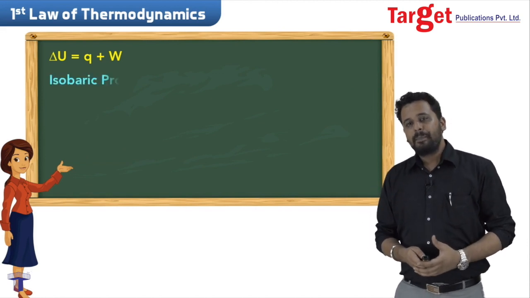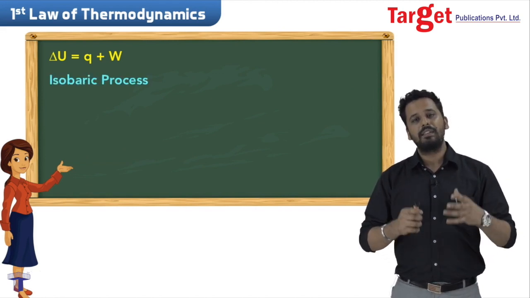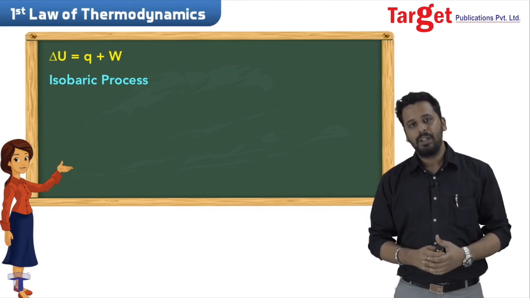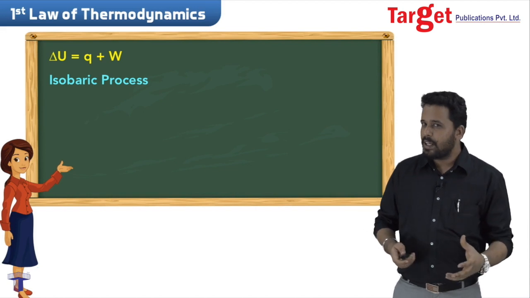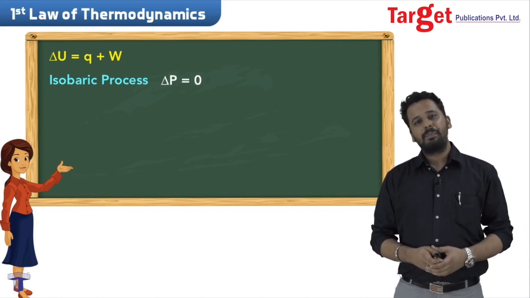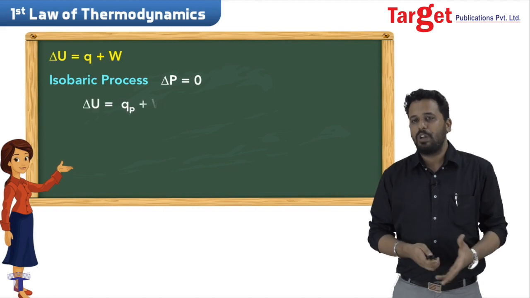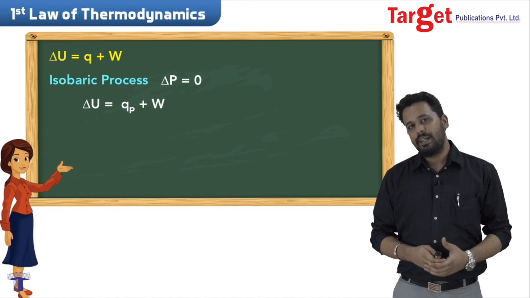We can also say that for an isobaric process where the pressure remains constant, okay, अगर pressure constant रहेगा तो ये equation वैसा का वैसा ही रहेगा, ये equation में कोई change नहीं आएगा. We can say that pressure does not change, pressure remains constant. So delta U is equal to QP plus W.